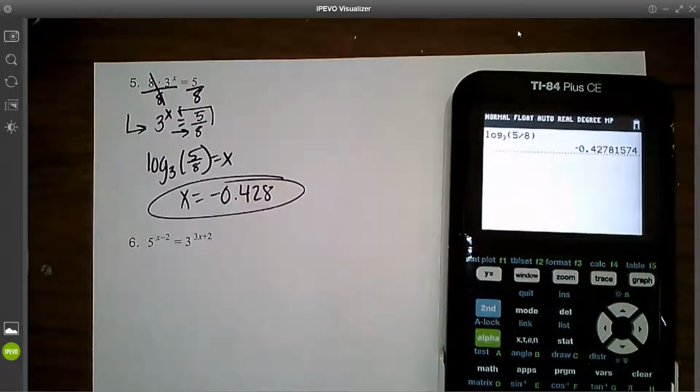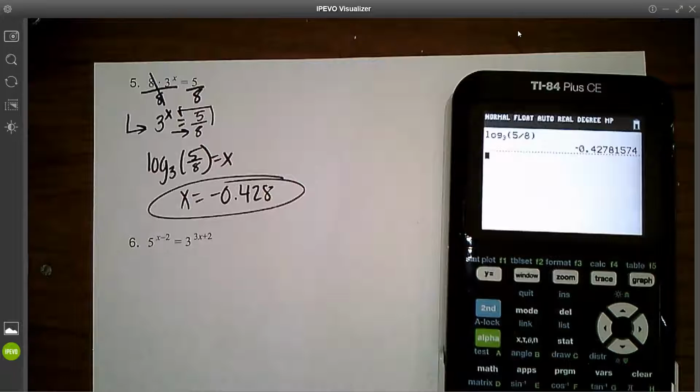Where's the log base? Yeah, hit math, and go down. I think it's option A. A, as in Amanda. Where's that? It's at the very bottom. Yeah.